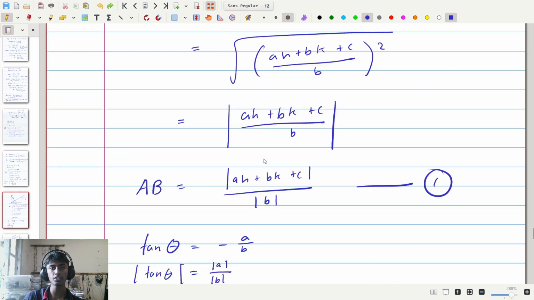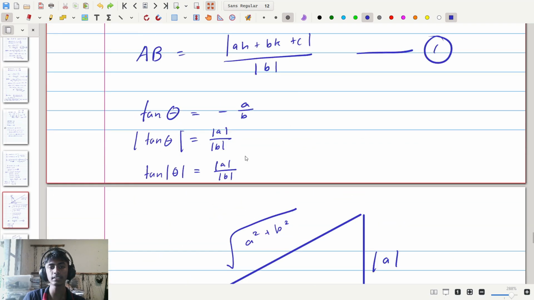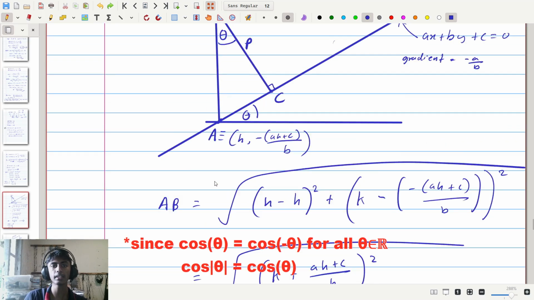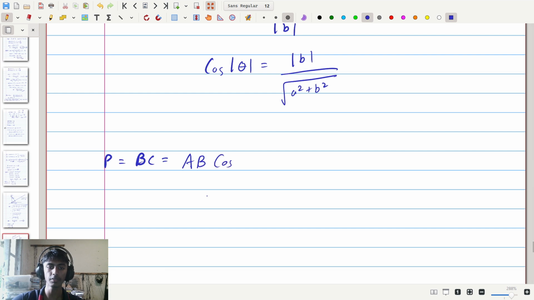Now then, considering our geometry here, the length p which we require is this length AB cosine of theta. Therefore, let's consider the length BC, and let's say that BC, as in p, is going to be AB times the cosine of the absolute value of theta. Again, this is not a problem, since we know that the cosine of theta and the cosine of the absolute value of theta are the same thing.